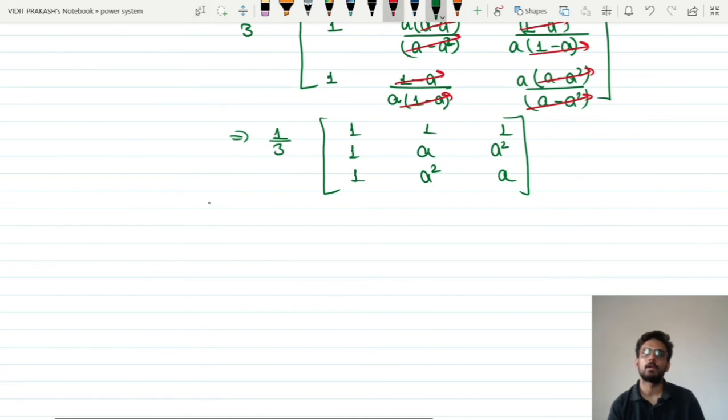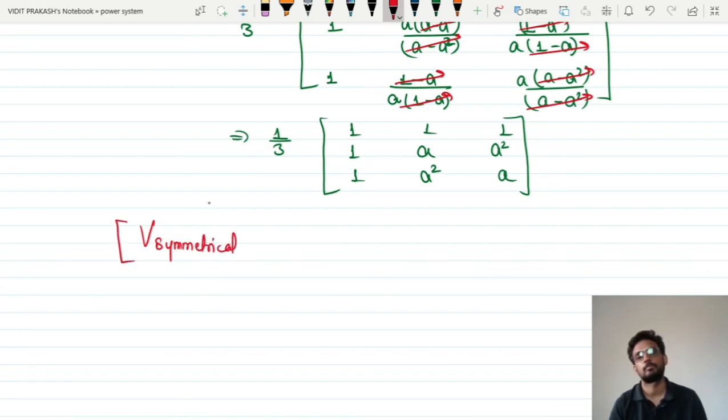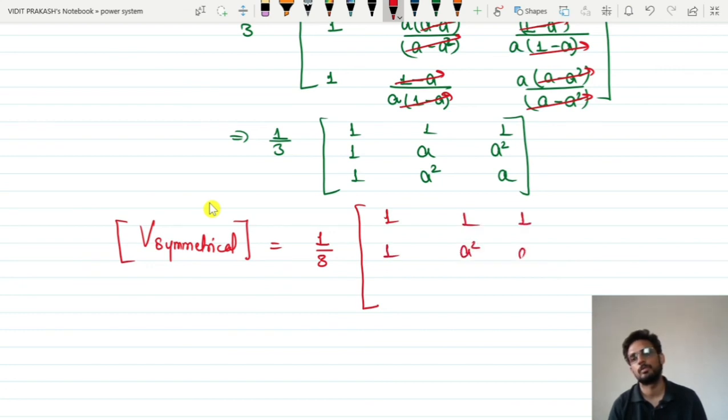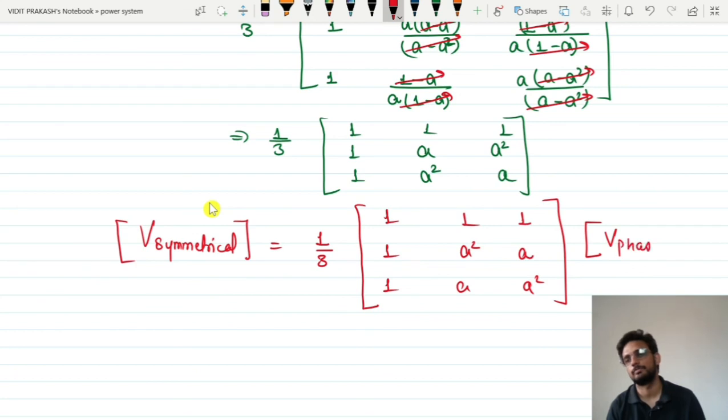Now what we can write, we can write the symmetrical component of voltage or current will be equal to 1 by 3 into the matrix with rows 1 1 1, 1 A A square, and 1 A square A, into the phase voltage.